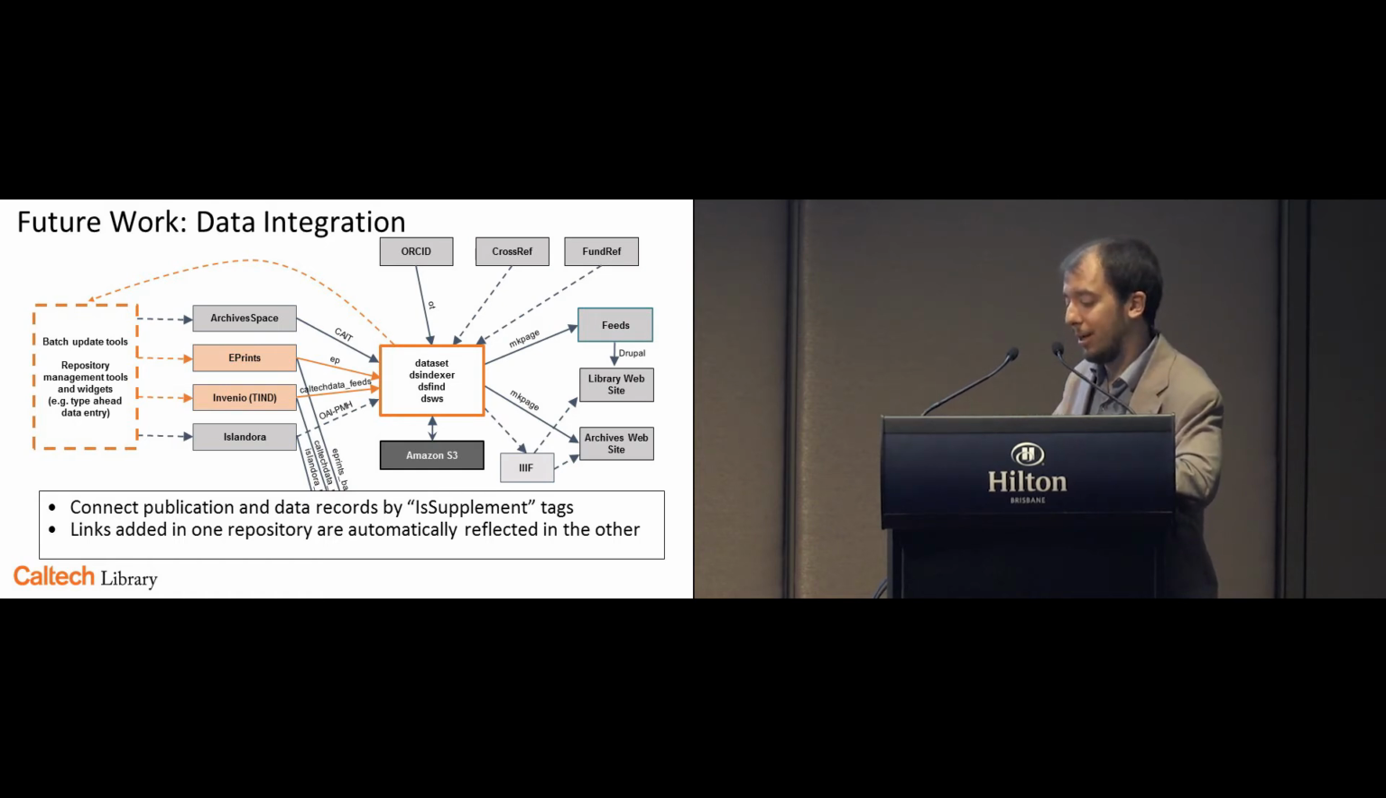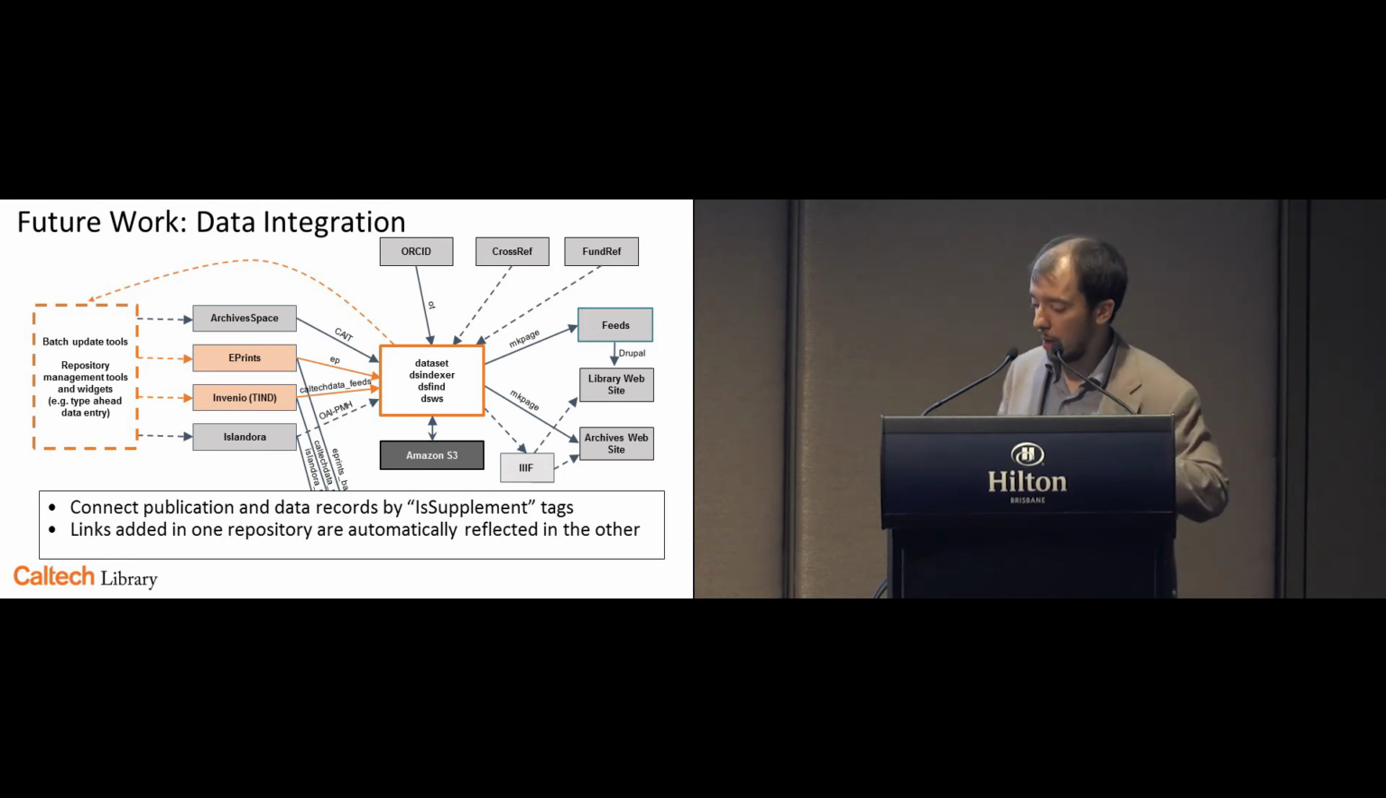So basically, we obviously need to know that the link exists, so somebody will have to add the link into one of the repositories, but if it's added in one repository, we should be able to make the corresponding link automatically in the other repository. And basically working on this kind of metadata layer, I think will allow us to do this kind of automated metadata enrichment.